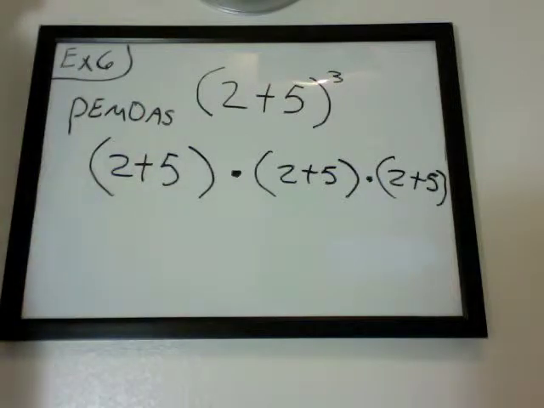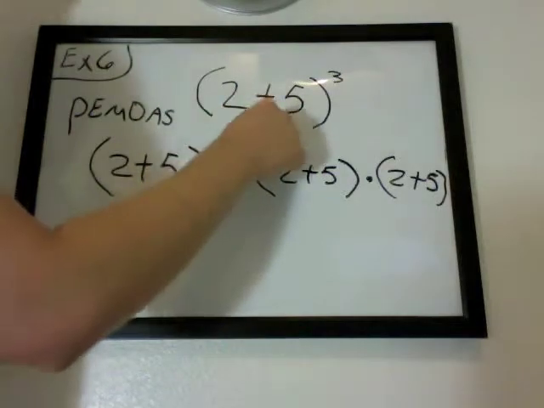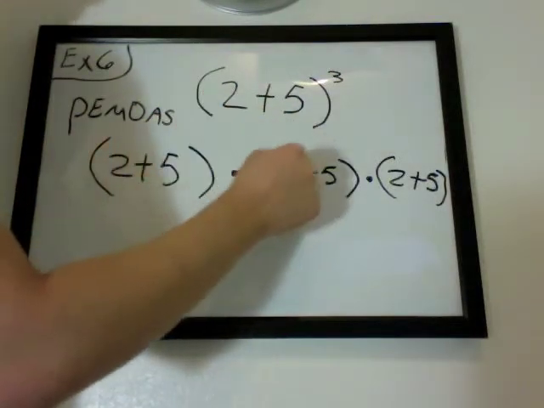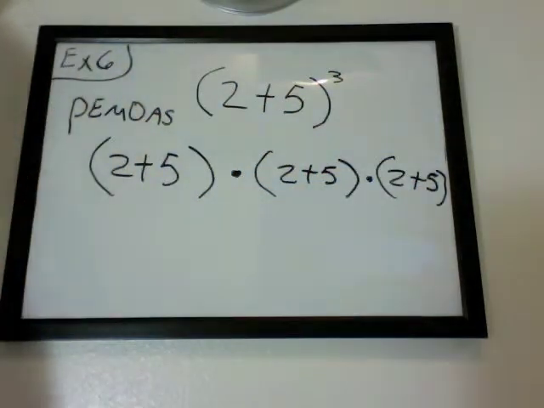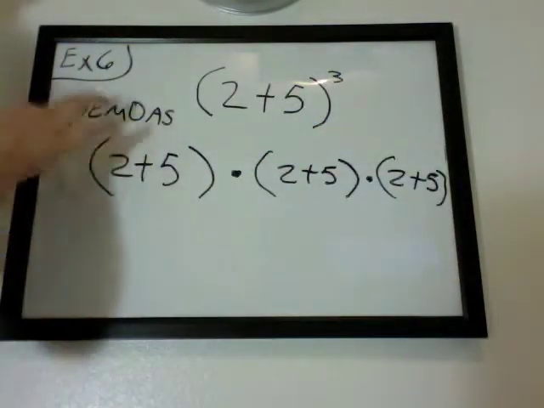In this case, you can do either way. You can take care of the parentheses first. You can add these up, and do a 7, and then 7 multiply itself 3 times. Or you can just take the base and multiply it 3 times just to change it, and then do PEMDAS.